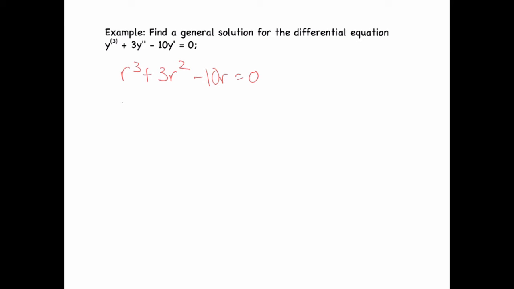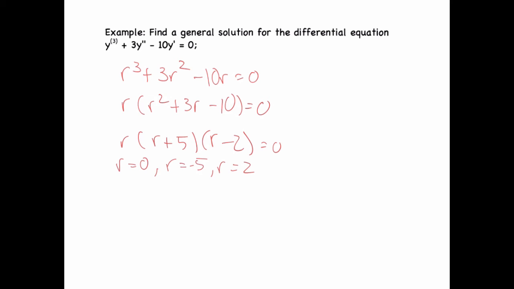So we would factor out an r, that would leave us r squared plus 3r minus 10 equals 0. And we can factor that quadratic a little bit further into r plus 5 and r minus 2. So then our roots would be r equals 0, r equals negative 5, and r equals 2.